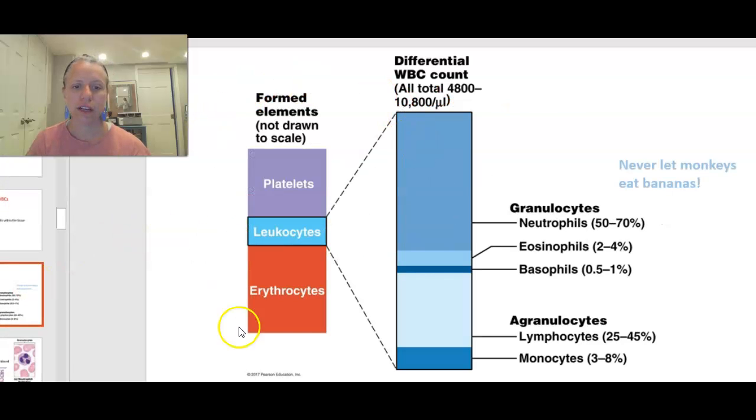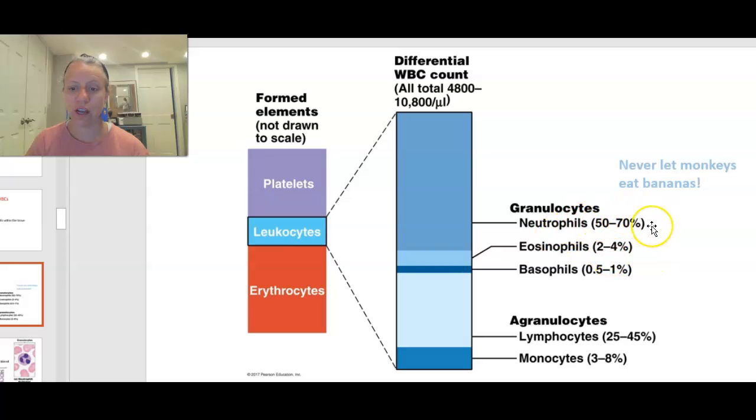All right. So here we have the formed elements. Remember, this is not drawn to scale because red blood cells are about 99% of all formed elements, right? And when we look here, we see the leukocytes. We see the total white blood cell counts anywhere from 4,800 to almost 11,000. Okay, and then we see in here, you can see these different shades of blue here. You can see their abundance, right?